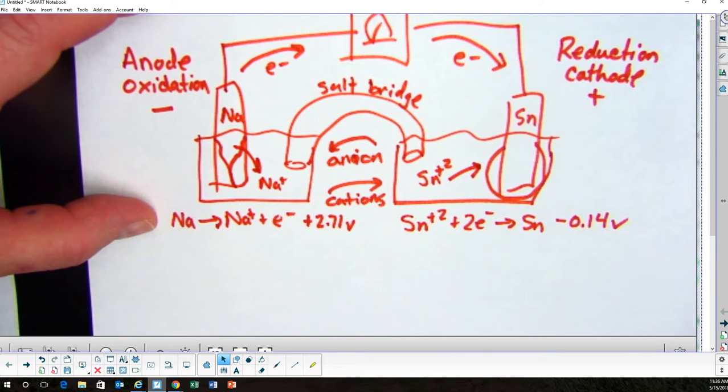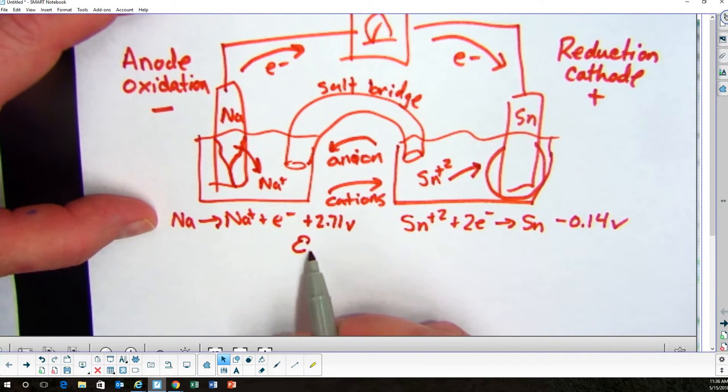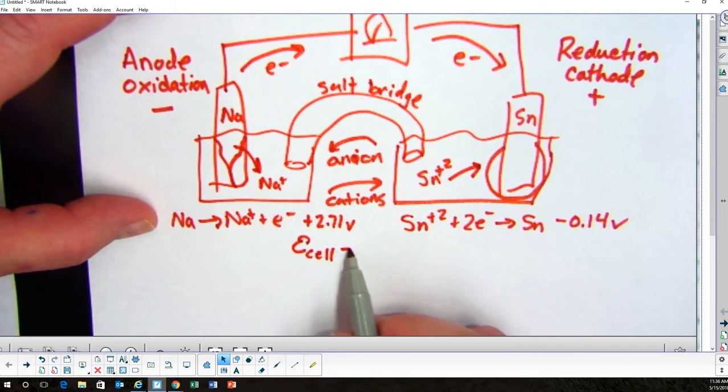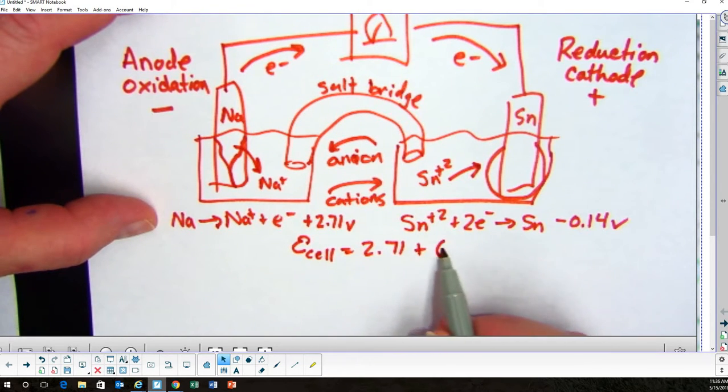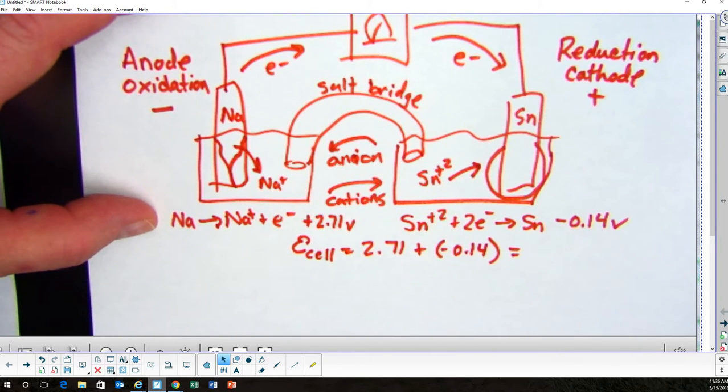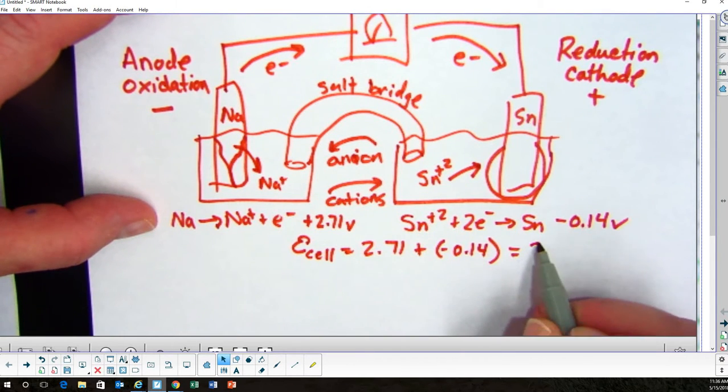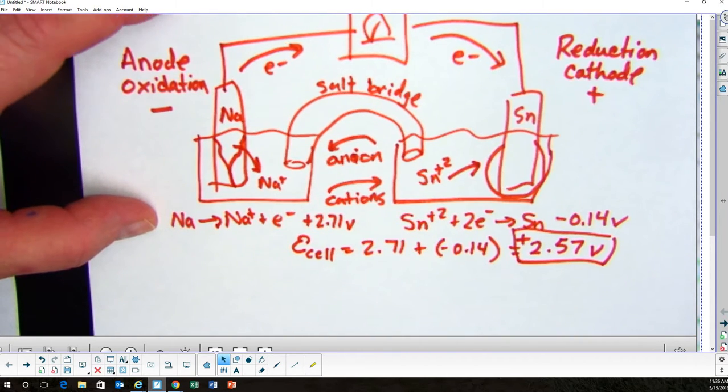Okay, now I can quickly find my E cell by just adding these two together. Now that I've already changed the sign, I'm just going to add them together. And I will get, my brain today, I'm just going to use the calculator. 2.57 positive volts. So that's how much voltage my cell is going to be.